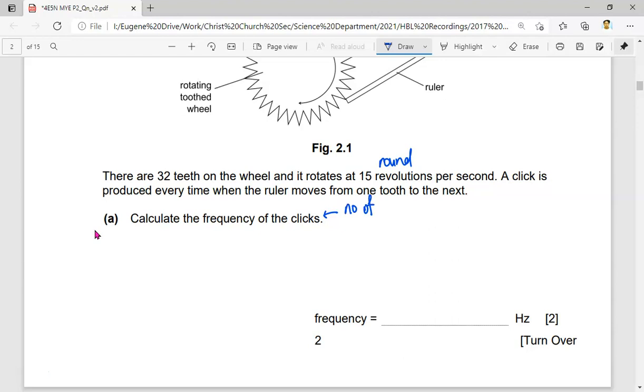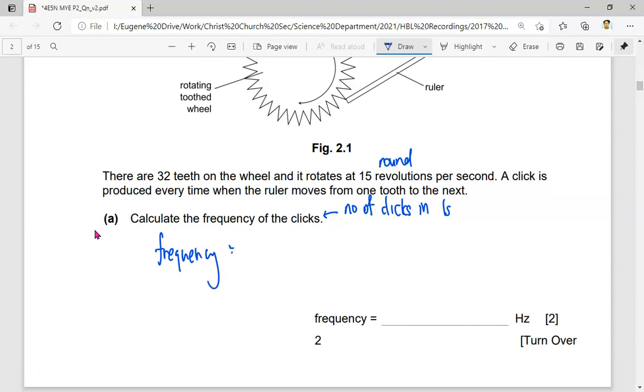So you want the frequency of clicks, meaning the number of clicks in 1 second. I know there are 32 teeth. It will go 15 rounds in 1 second. So the number of clicks means how many teeth the ruler rotates through and moves. How many teeth did the ruler move across in 1 second? This is actually a very simple question.